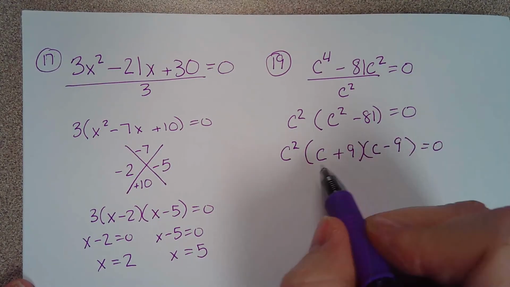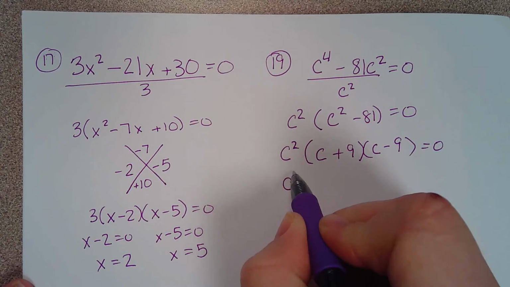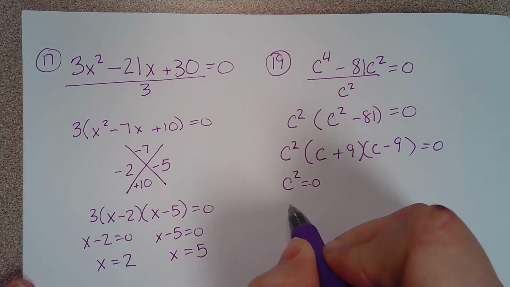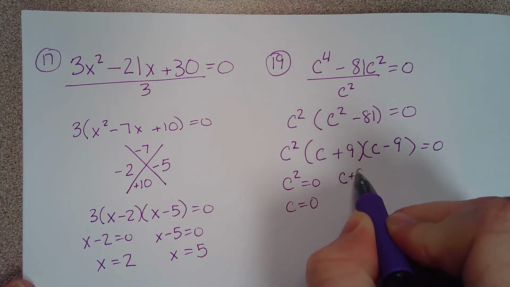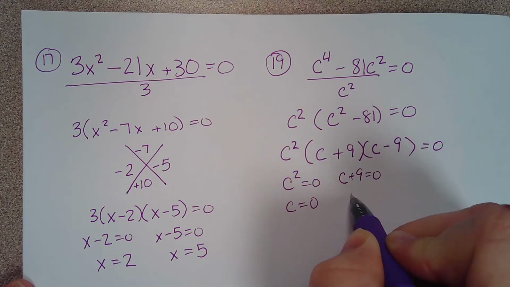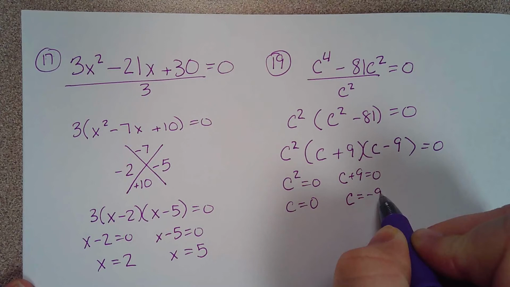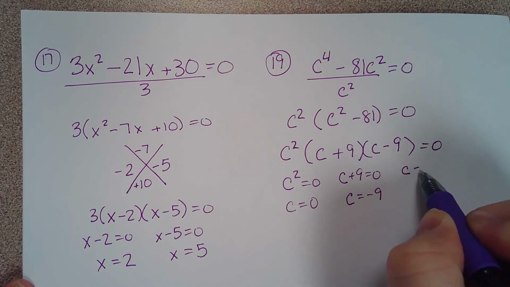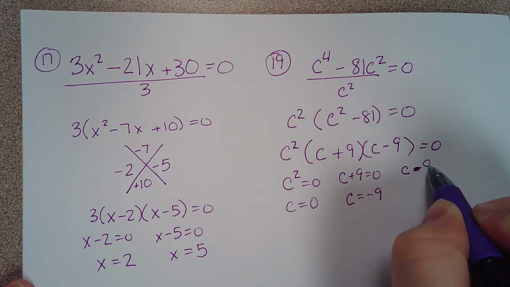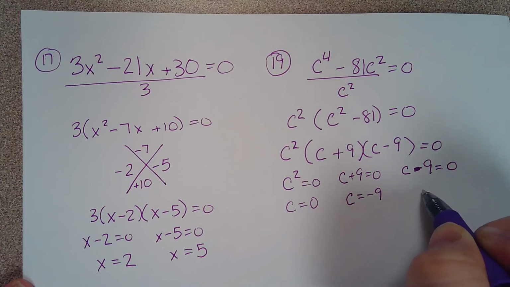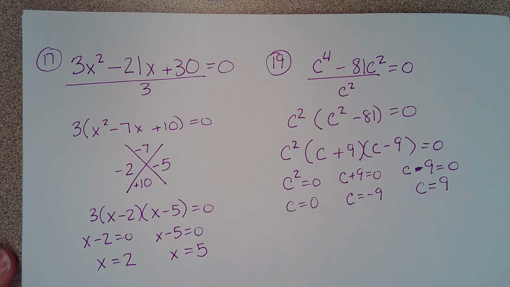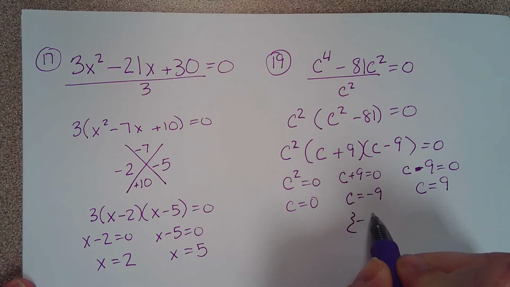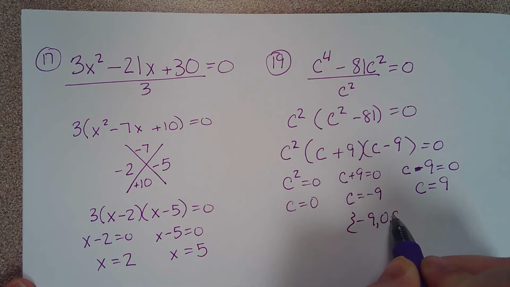So when I do this, we're going to have c squared equals 0. So basically c equals 0. And then c plus 9 equals 0, so c is going to equal negative 9. And then c minus 9 equals 0, so c equals 9. So your answers are going to be negative 9, 0, and 9.